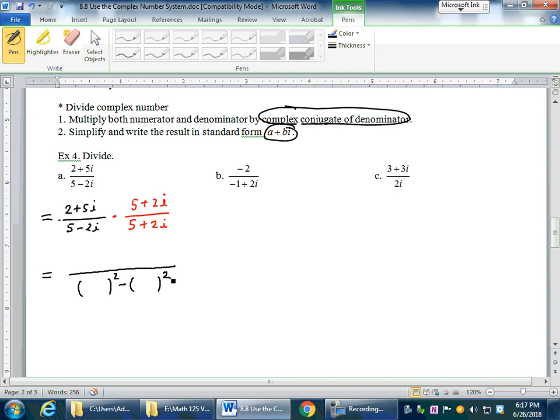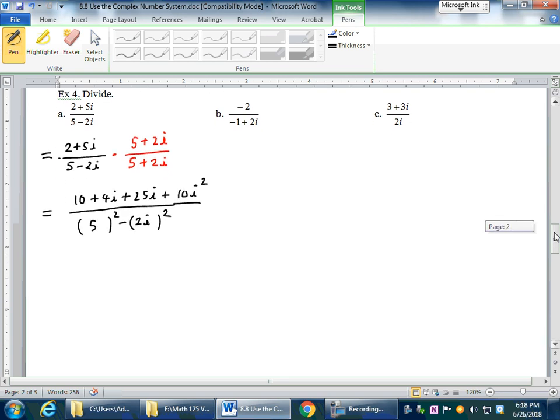So when I FOIL it, 2 times 5 is 10. Plus 2 times 2i will give me 4i. And 5i times 5 is 25i. And then lastly will be plus 5i times 2i, that gives me 10i squared. And the denominator will be 5 in first square minus last square.